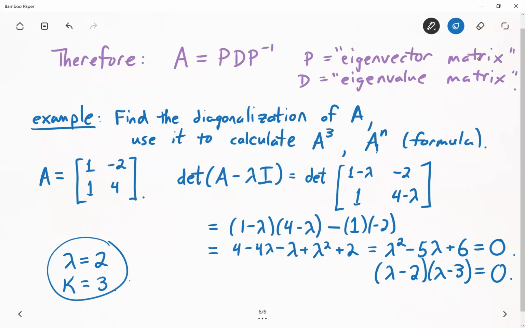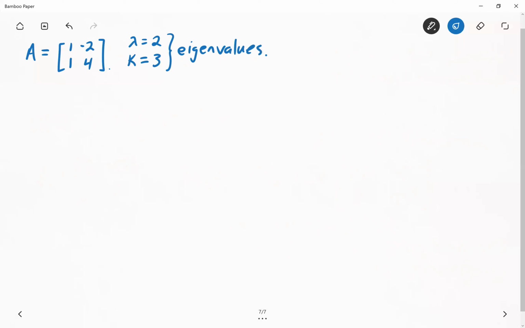Once we have the eigenvalues, the next step is to find the eigenvectors. Let's turn to the next page. So thus far, we have A equal to 1, negative 2, 1, and 4. And we found out that lambda equals 2 and kappa equals 3 are the eigenvalues. Next, we want to find the eigenvectors.